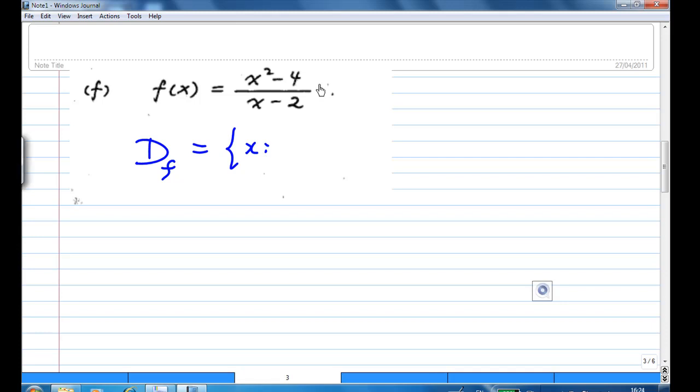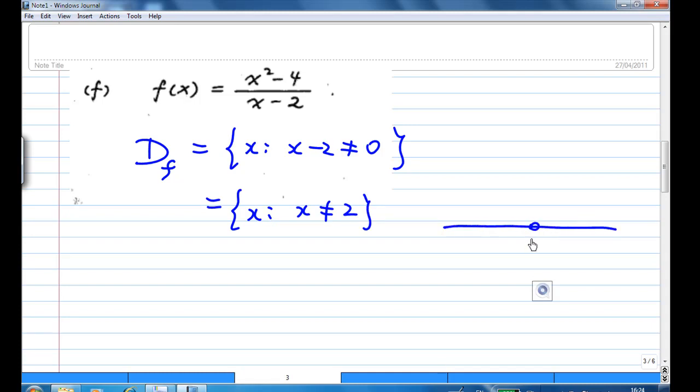Notice that this rule will make sense provided the denominator is not equal to 0. So that means x − 2 cannot equal 0. Otherwise, you'll be dividing by 0. That means this is all the real numbers x, x not equal to 2. So if you look at the number line, there's the point 2 there. So x not equal to 2 means the number could be from minus infinity to 2, union 2 to infinity, excluding the point 2.